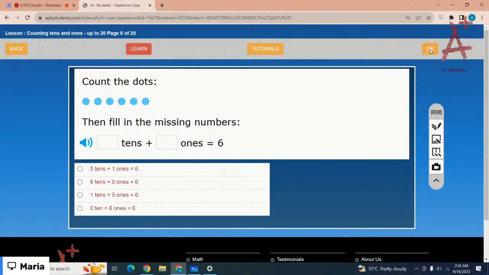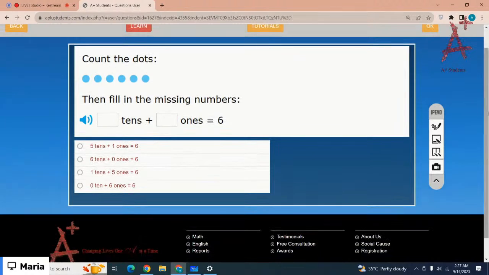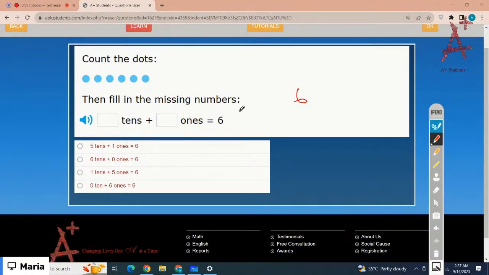Count the dots, which is the correct option. There are only 6 dots, right? So that means 6 is a one digit number. When you have a one digit number, you have no tens, only ones. So you have 6 ones, right? The correct option is 0 tens and 6 ones. So which option is the correct one? The last one, right? 0 tens and 6 ones. That is the correct option.